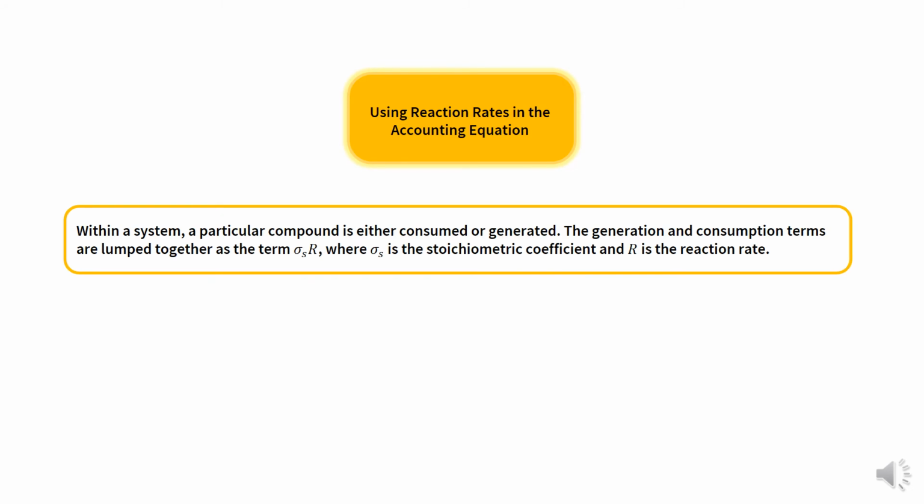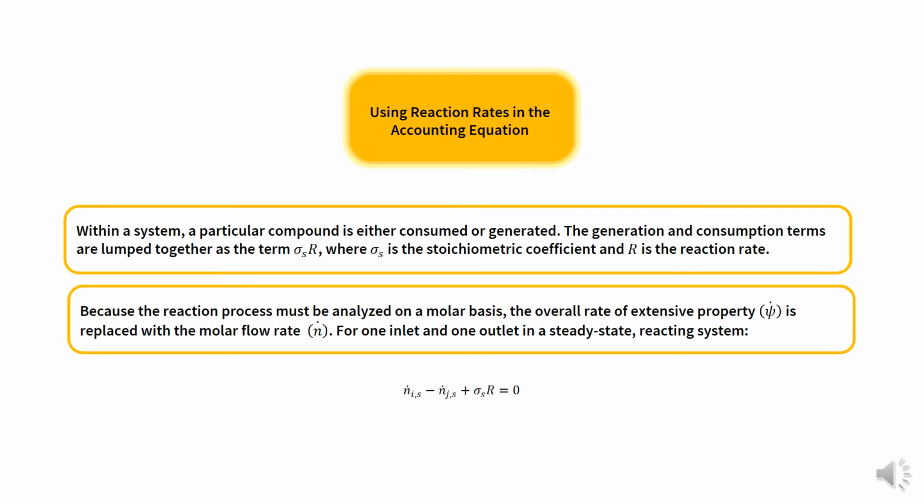Within a system, a particular compound is either consumed or generated, and the generation and consumption terms are lumped together as the term sigma S R, where S is the stoichiometric coefficient and R is the reaction rate. Because the reaction process must be analyzed on a molar basis, the overall rate of extensive property psi dot is replaced with the molar flow rate, or N dot.